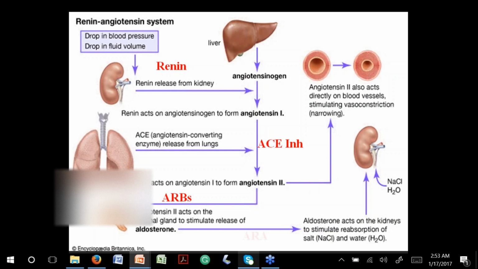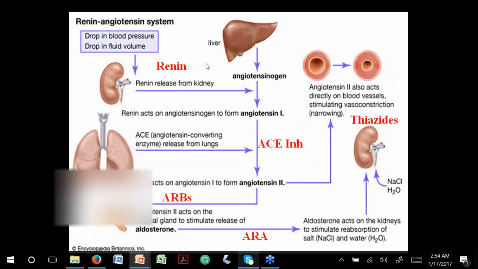We have two more. The next one is going to be ARA. ARA is the aldosterone receptor antagonist. ARA is a medication that is going to block the receptors of aldosterone in the kidney, making the kidney unable to reabsorb sodium and water. So we have four of them, and at the end we have the thiazides, which are going to inhibit the absorption at the level of the distal convoluted tubule.